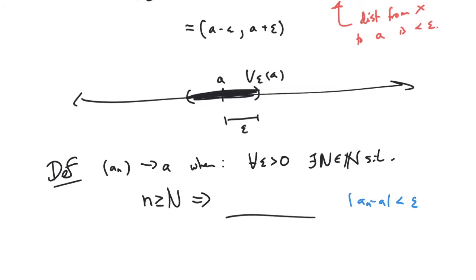But this just means that a_n is within distance epsilon of A. In other words, a_n is in the epsilon neighborhood around A, right? If I say the distance from a_n to A is less than epsilon, that's the same as saying a_n is in the epsilon neighborhood around A. a_n is in V sub epsilon of A, right?